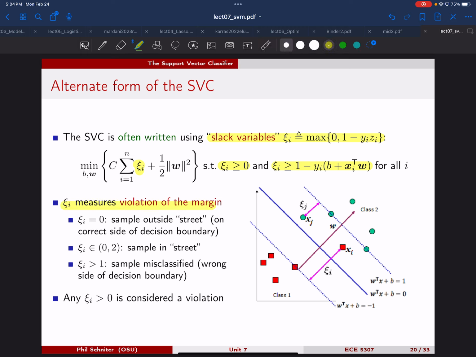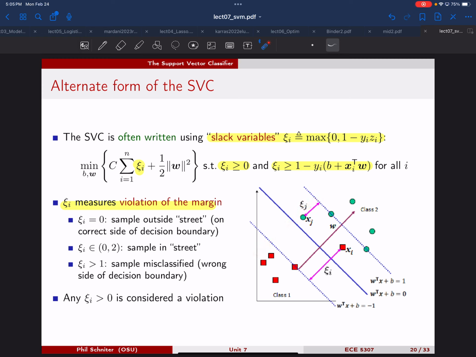The slack variables just measure how much the margin is violated. So let's say we're talking about these green points. If a green point is outside the street on the good side of the street, then we know that this value will be negative, and so the slack variable will be 0. If, on the other hand, we have a green point that's inside the street, then the farther it is from this, where we have 0 slack, the larger and larger that slack grows.